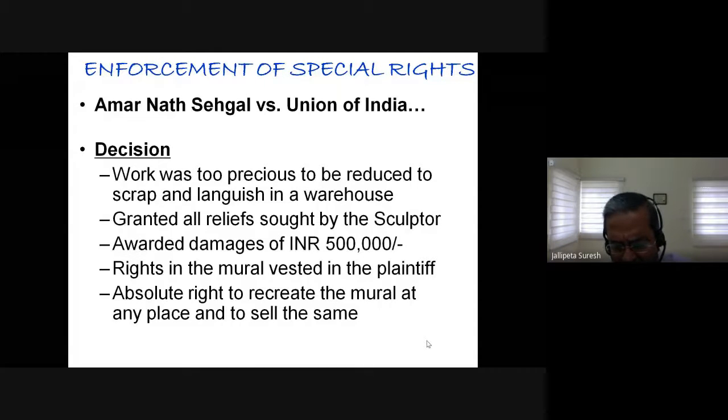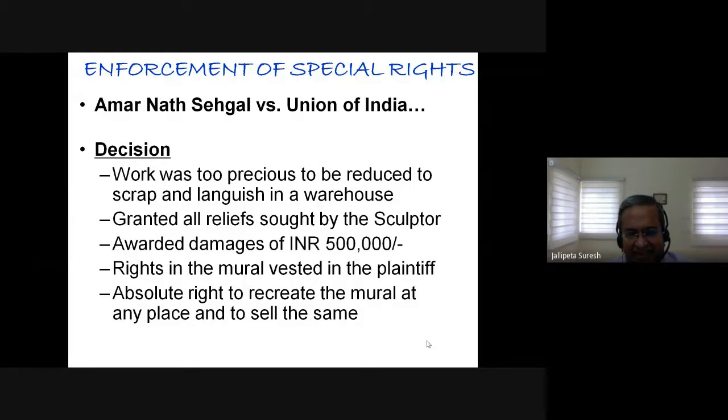After long legal wrangling for about 15 years, the court held that the work was too precious to be reduced to scrap. The court granted relief to the sculptor, Amarnath Sehgal, and awarded damages of 5 lakh rupees. They said rights are vested in the plaintiff, Amarnath Sehgal, and he has absolute right to create the mural at any place and to sell the same.